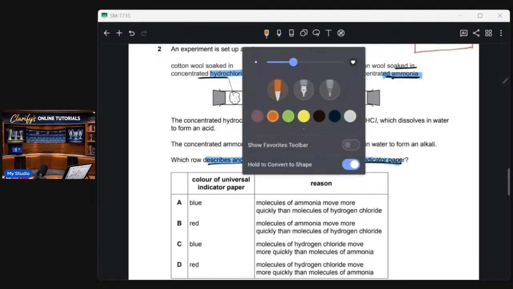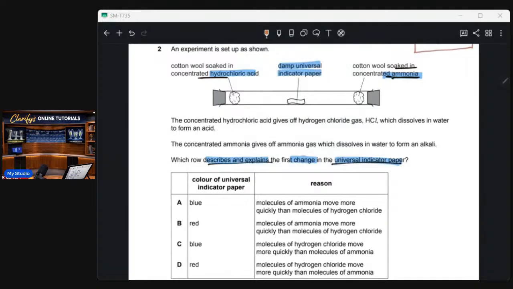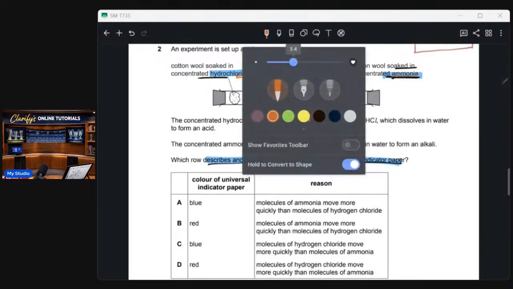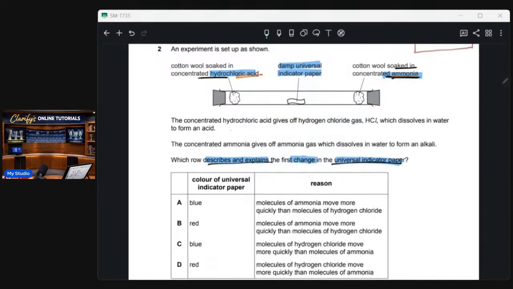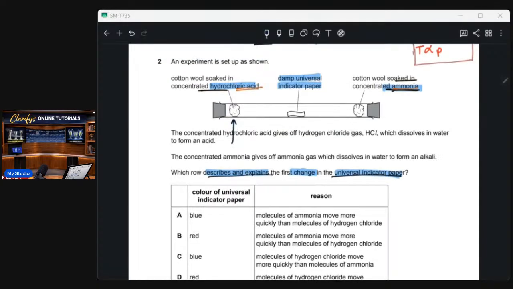Who gets to the paper first? Is it the concentrated hydrochloric acid where the cotton wool is soaked on one side, or is it the concentrated ammonia? Did you see the question? They are telling you that you have concentrated hydrochloric acid, a cotton wool soaked in it on one end, then cotton wool soaked in concentrated ammonia on the other, then your damp universal indicator paper in the center.